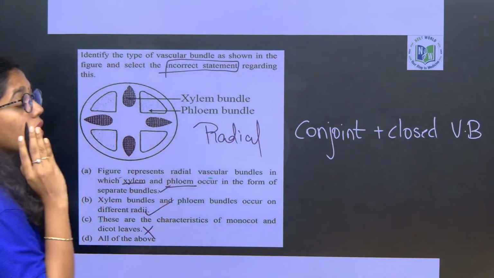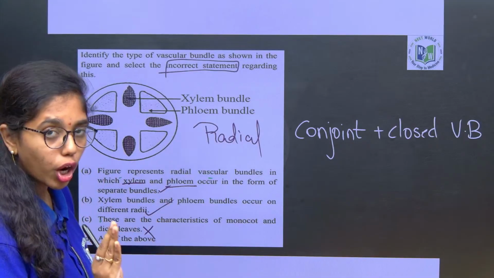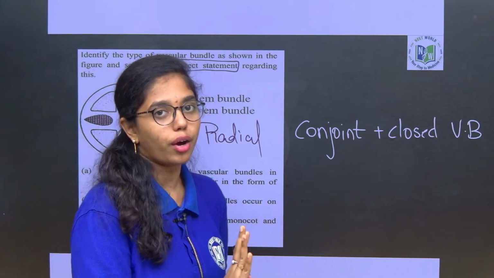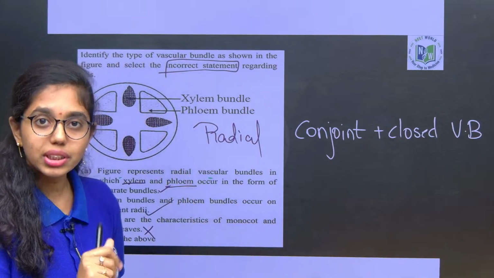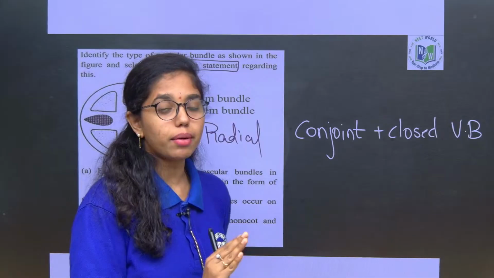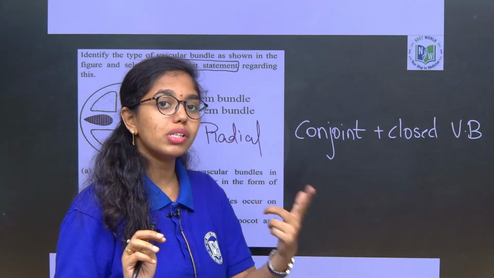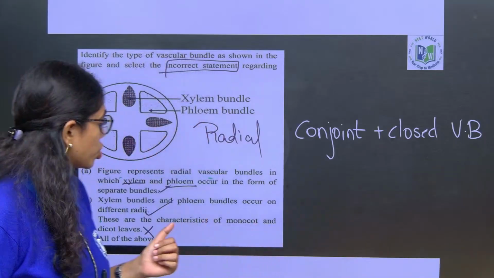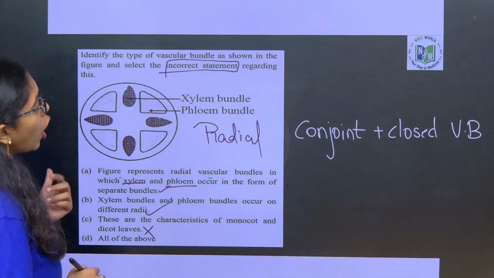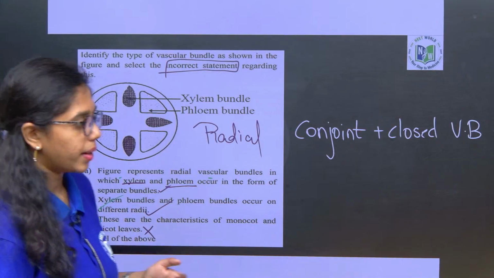And roots will be having radial vascular bundles, radial closed in monocot root, radial open in dicot root. When it comes to stem, they have conjoined collateral open type of vascular bundle in dicot stem, conjoined collateral closed type you will see in monocot stem. So, here you have to go for the wrong option. So, it is option C. Okay, C will be the answer here.